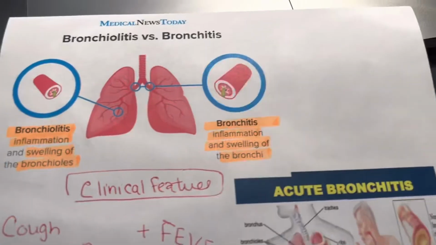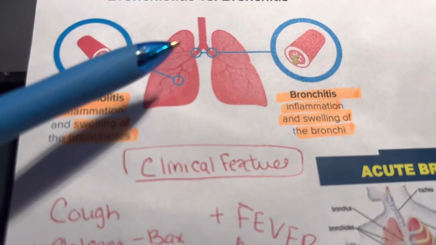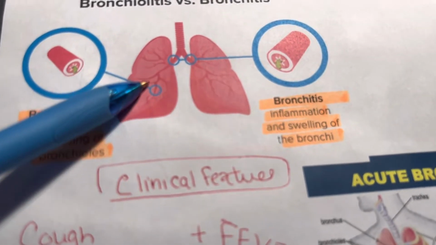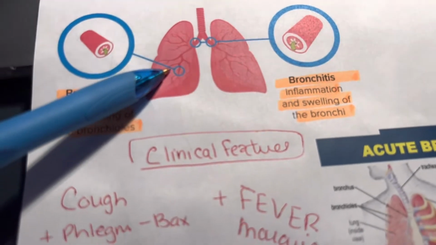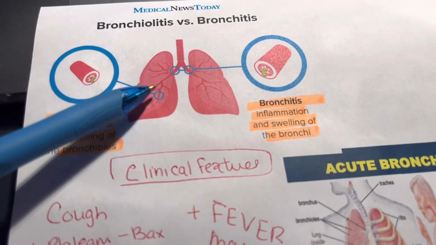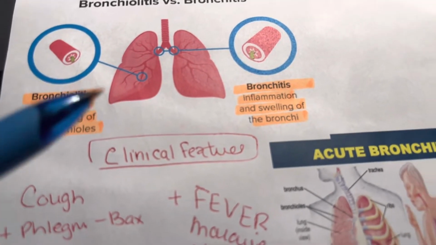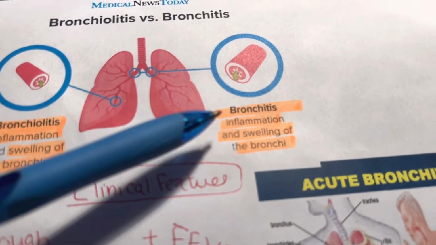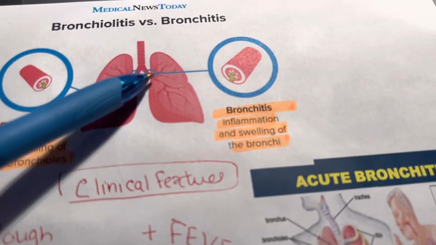So what's the difference between bronchiolitis and bronchitis? If you look at this lung diagram here, bronchiolitis is inflammation of these small airways, these tiny airways that are found in the lung. Bronchiolitis, of the bronchioles, the tiny airways, is the swelling. Bronchitis is inflammation and swelling of the main bronchi. Here and here you can see the main bronchi.